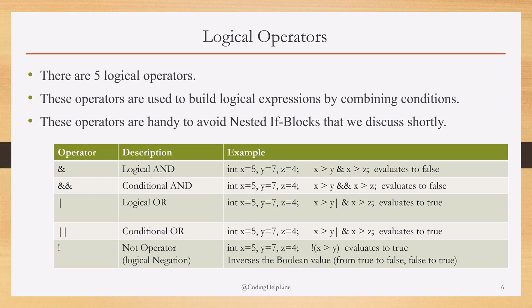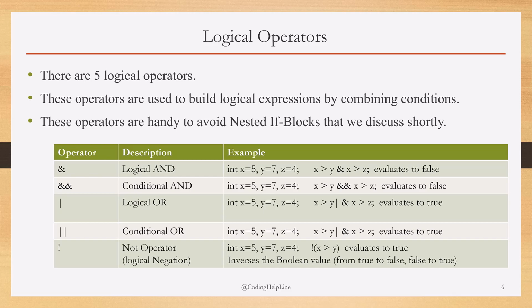In the conditional AND case, the first one is evaluated first. If the result is true, it goes to evaluate the second logical expression. If this evaluates to false, it just stops evaluating the next logical expression. So it is basically a shorthand or short circuit. If this is true, it goes to evaluate this one. Otherwise, it does not.